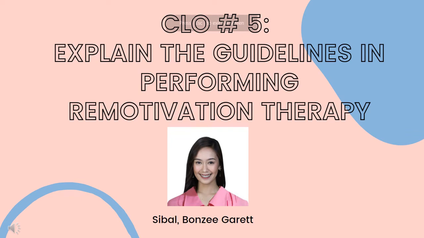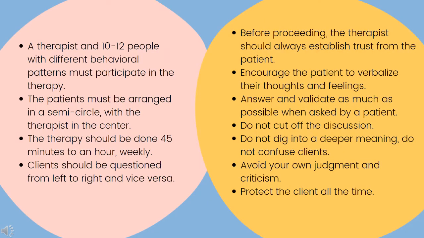Good morning, everyone. I am Bonzi Garrett H. Sibal, and today I will be discussing CLO number 5, which is explain the guidelines in performing remotivation therapy. So, the following are the guidelines in performing remotivation therapy. First, a therapist and 10 to 12 people with different behavioral patterns must participate in the therapy. The patients must be arranged in a semicircle with the therapist in the center. The therapy should be done 45 minutes to an hour weekly.